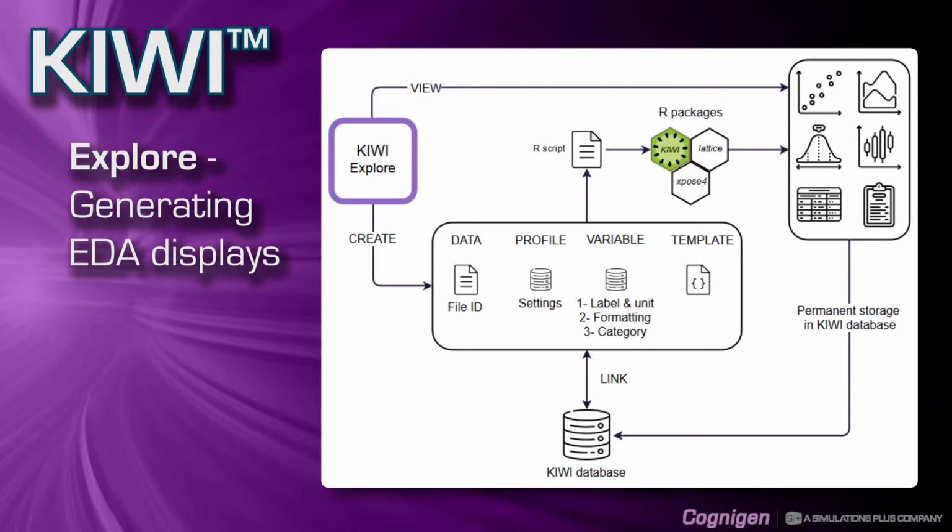KIWI Explore automatically creates and executes R scripts that leverage proprietary and open source packages to create the requested plots and tables. These R scripts are created using code templates, which are combined with various sources of information. The first piece of information used in or combined with these templates is the file ID of the data file or the non-mem output table that will provide the source for the creation of your tables or plots.